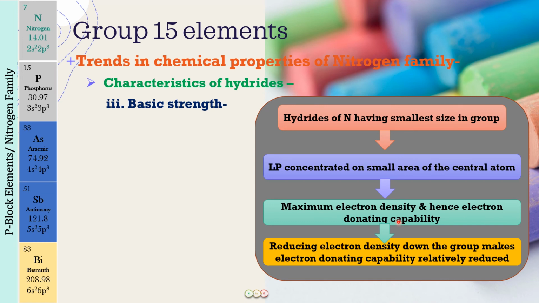But when we go down the group, if you talk about bismuth, this will have the largest size, right? So the lone pair will be concentrated on a much larger area. So there is hardly any electron density on the central atom. Therefore, the electron donating capability is also going to be negligible.